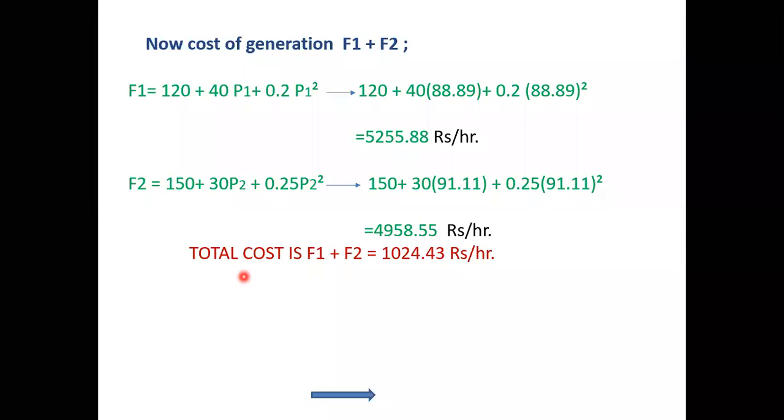What is the total load here? 180 megawatts. And if you consider equal share, then P1 equals 90 megawatt and P2 equals 90 megawatt. So directly we can substitute this 90 megawatt in F1 and F2. We will get F1 and F2. And finally we can get the total cost, that is given by F1 plus F2. Tell me the answer right now.